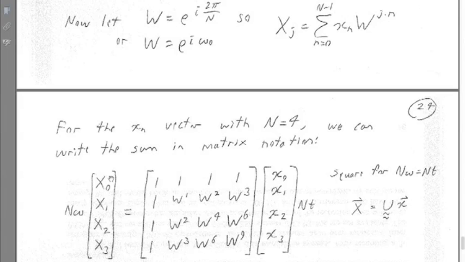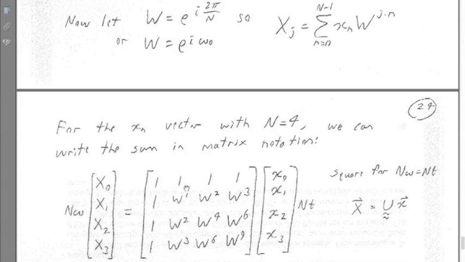Our output is a column vector of the frequency samples of the Fourier transform, capital X0, capital X1, capital X2, capital X3. These X's are complex numbers, which are the Fourier transforms. And then the W, notice, is W to the power of j times n, right? J is the row number, and n is the column index.